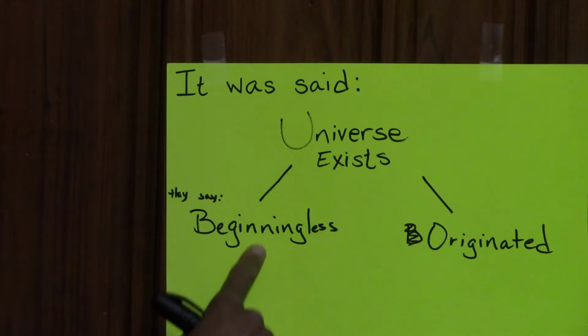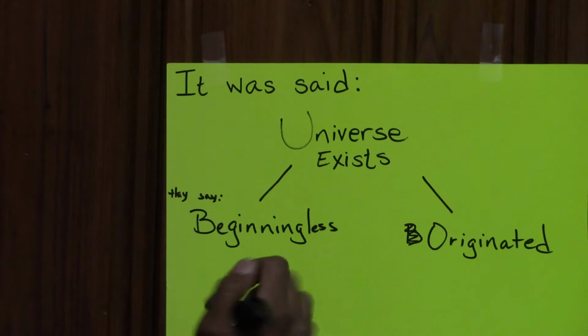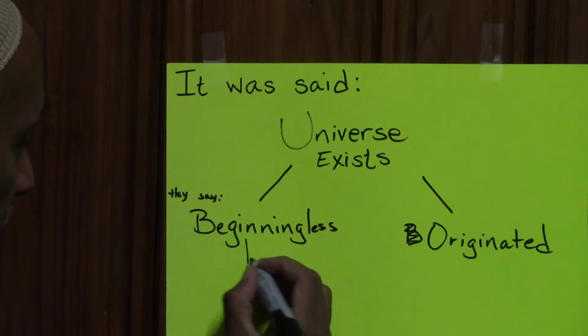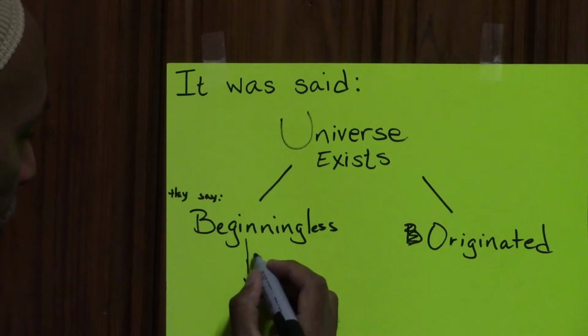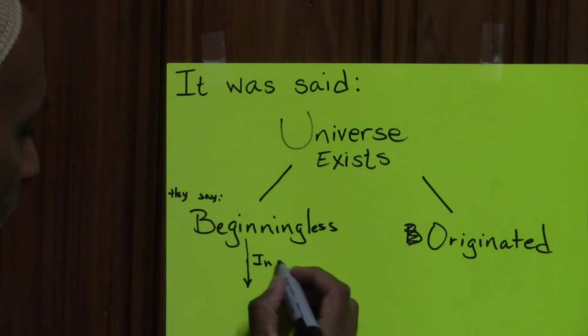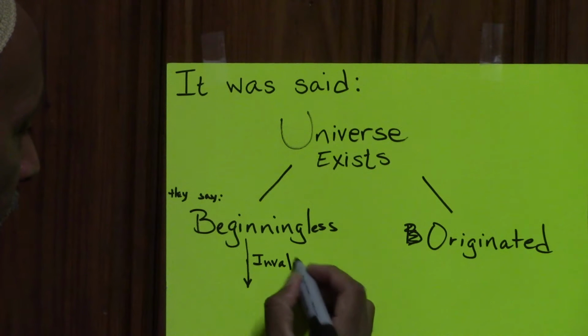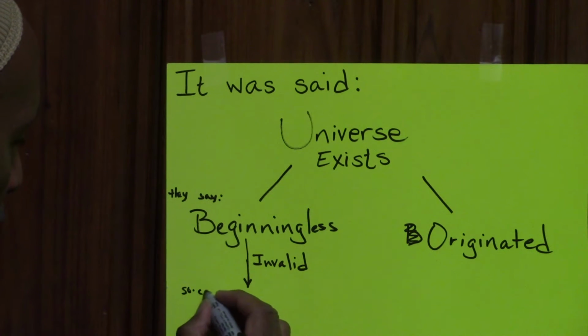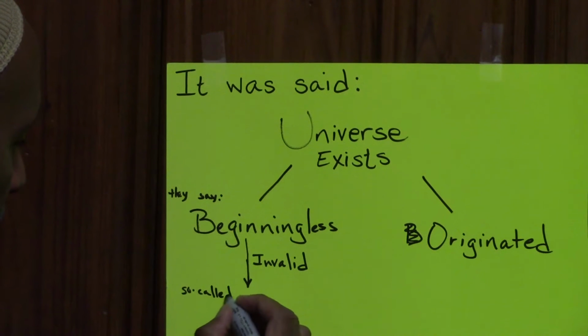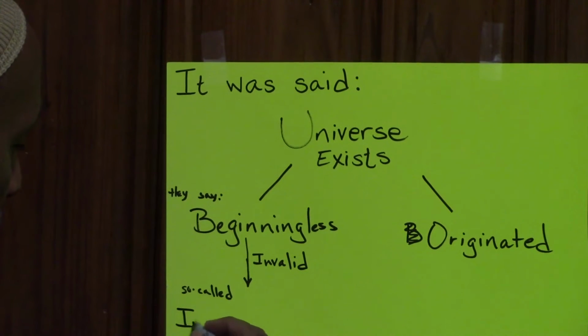Now, regarding the claim that the universe is beginningless, we know that this is batil. This is invalid. How do we know that this is an invalid argument? Infinite regression. So we put here invalid, meaning that claim is invalid because it leads to the so-called infinite regression.